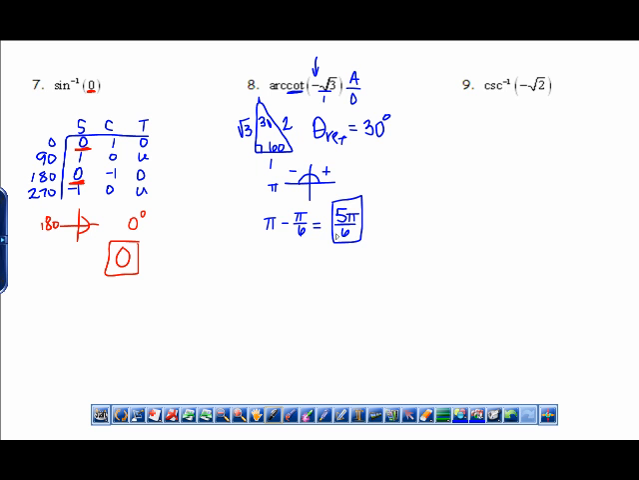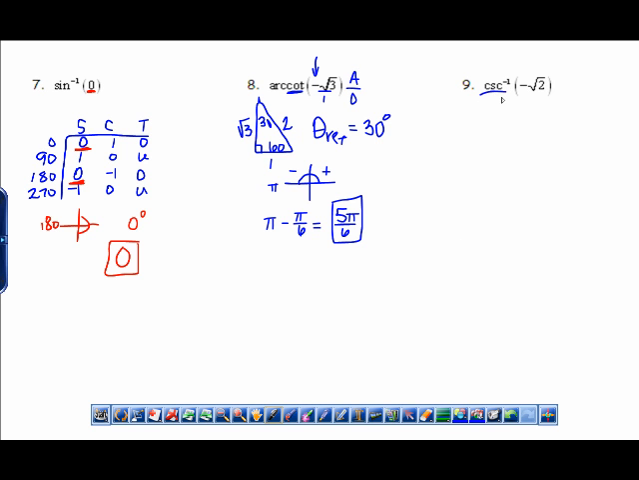We haven't had one yet. But what would 30 degrees be in the second quadrant? Okay, it would be 2 pi over 3. And that's just going to take a little bit of practice. It's not anything we haven't done yet. It has been a while, though. Okay, let's look at number 9.